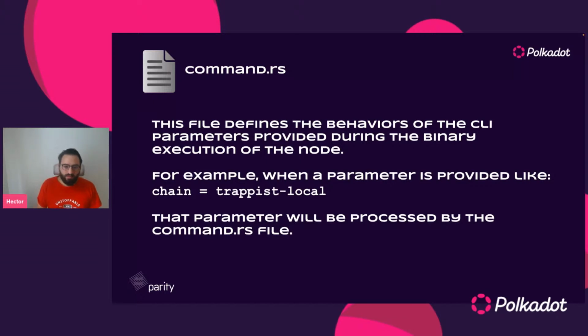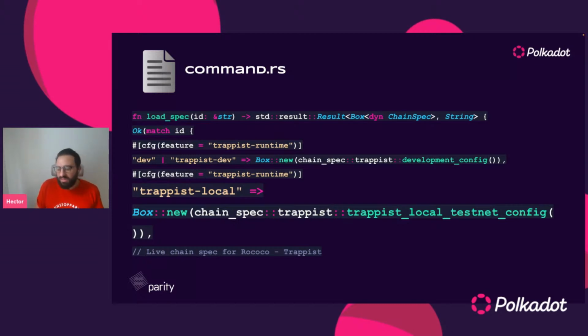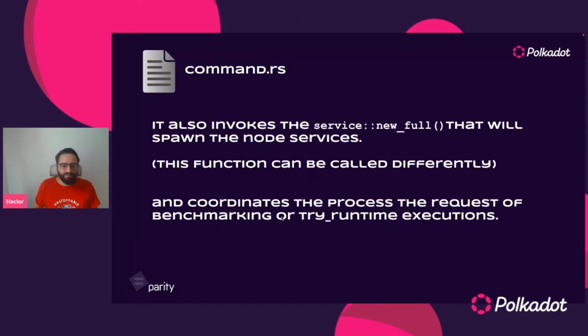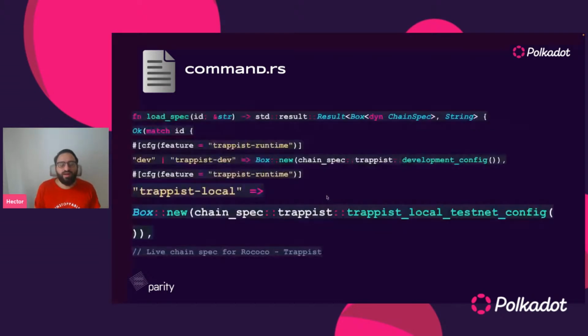Here you can see that the command file has a function called load_spec, which grabs the value provided on the chain parameter, reads the chain spec, and retrieves all the values that are configured in the chain spec to start your runtime, the specific runtime that you want to run, with the initialized values you need as well.